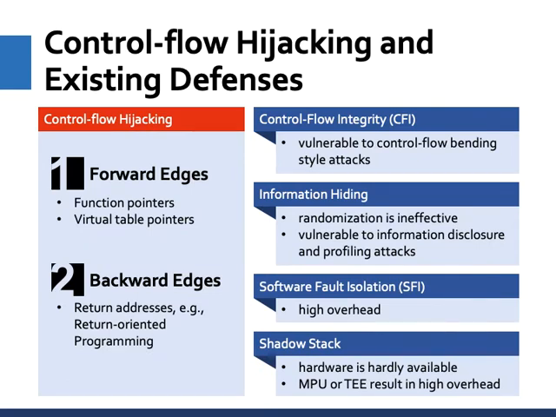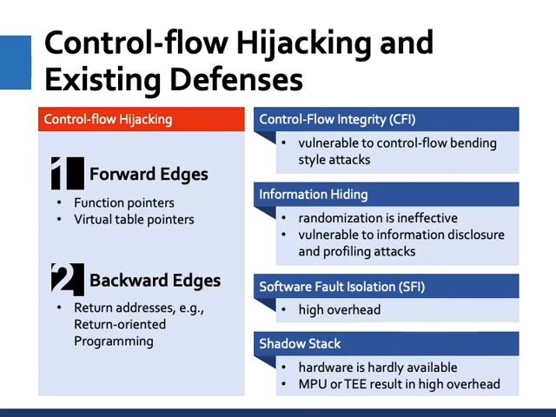So let's look at the attacks and the existing defenses in more detail. There are two kinds of control flow hijacking attacks. The first one targets function pointers and virtual table pointers, and the second one targets return addresses. The second one is also called return-oriented programming, ROP. For defenses, first we have control flow integrity. This method is designed for type 1 attacks and cannot handle the second type very well.